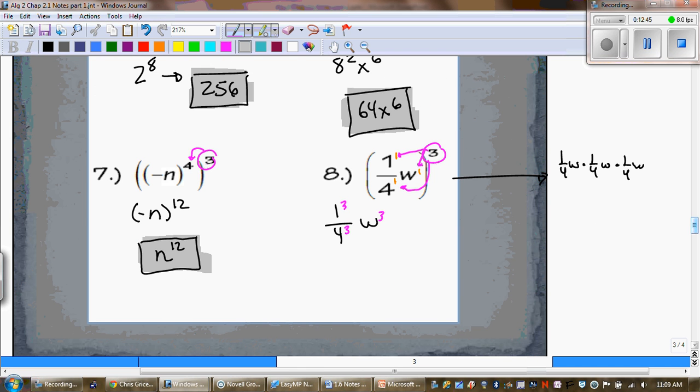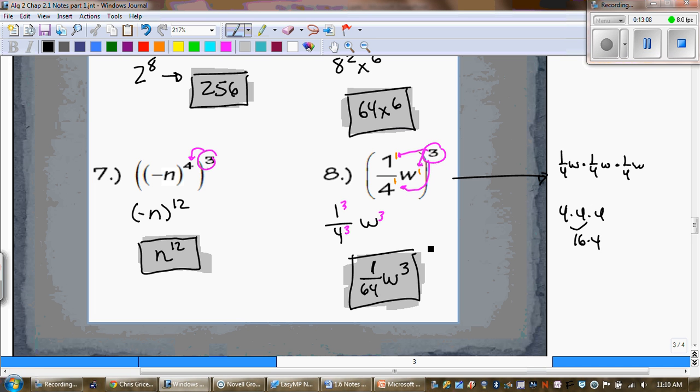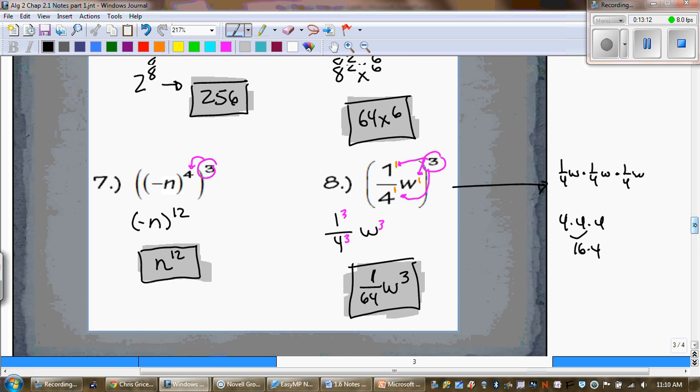Now, when we write our final answer, 1 to the 3rd power is 1. 4 to the 3rd, 4 times 4 times 4. Well, 4 times 4 is 16. 16 times 4 is actually in your multiplication charts. It's 64. W to the 3rd. All right. Do we have any more? Let's find out.